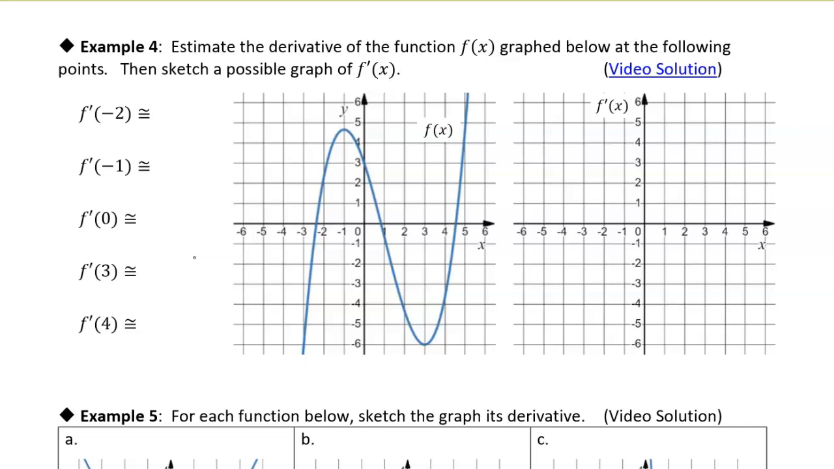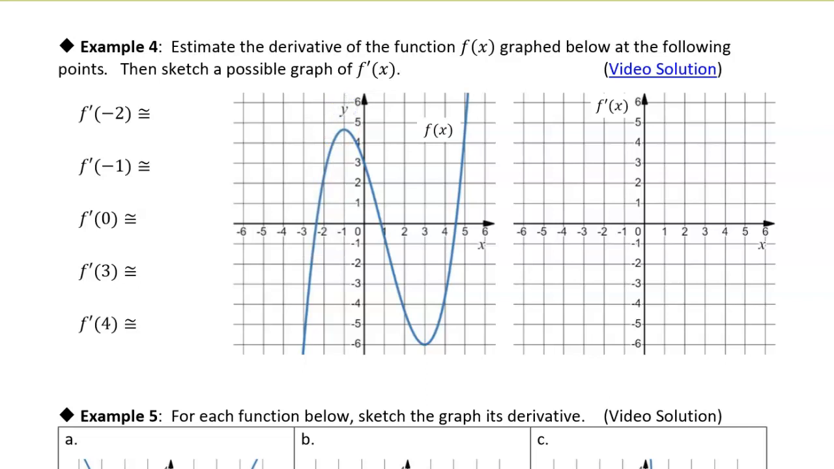And in order to estimate the value of the derivative, what I'm going to do is just draw a tangent line, and try to estimate the slope of that tangent line, and then use that as the estimate for the derivative at that point. All right, so first of all, we want to look at -2. So I'm going to try to draw a tangent line. Let's see how well I can do this.